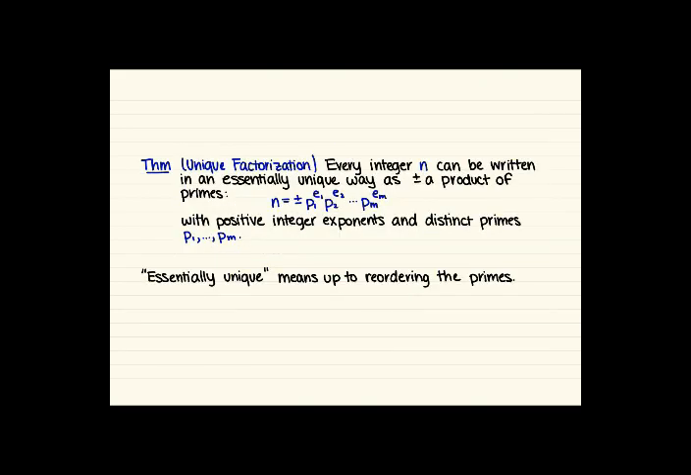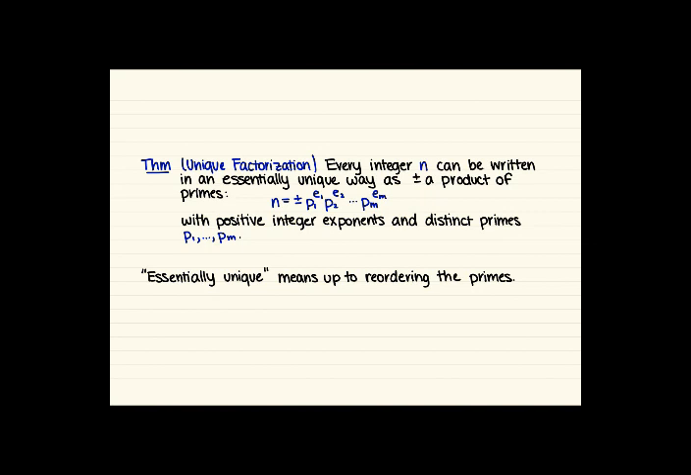So one of the most important uses of prime numbers is for unique factorization. Every integer n can be written in an essentially unique way as plus or minus a product of primes: plus or minus p1 to the e1, p2 to the e2, up through pm to the em for some m, with positive integer exponents and distinct primes p1 up through pm. When we say essentially unique here, this means up to reordering the primes.